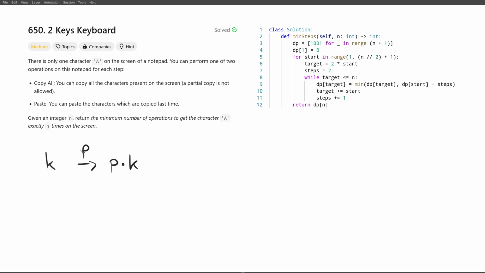That's useful because it's clean to go from k to p times k. We can do it in p operations. Maybe it's possible to do it faster. So that's to make sure that we understand what we can do.